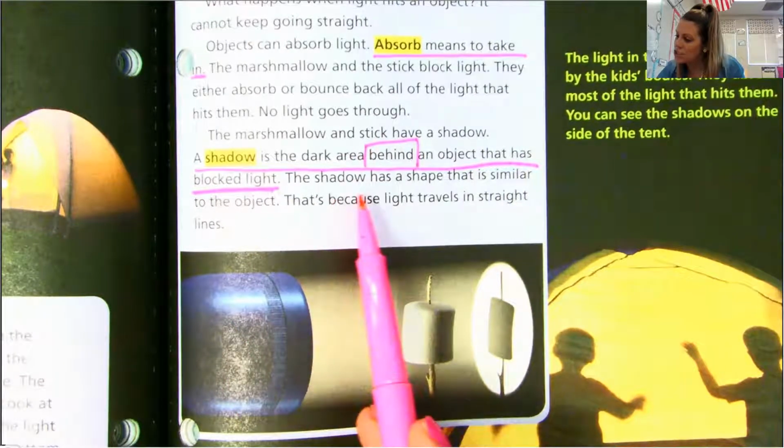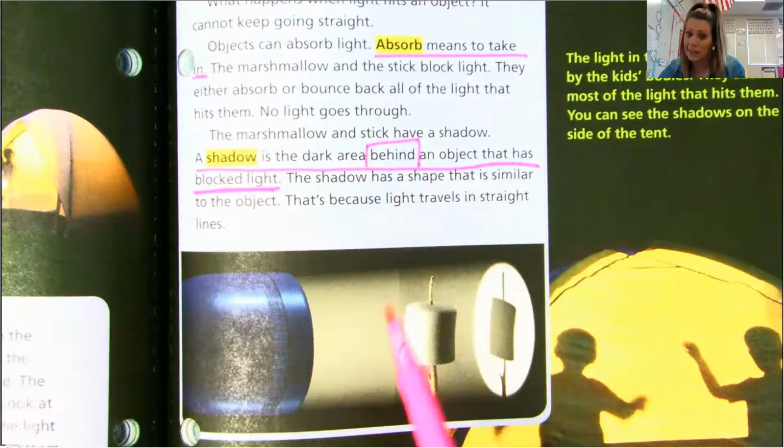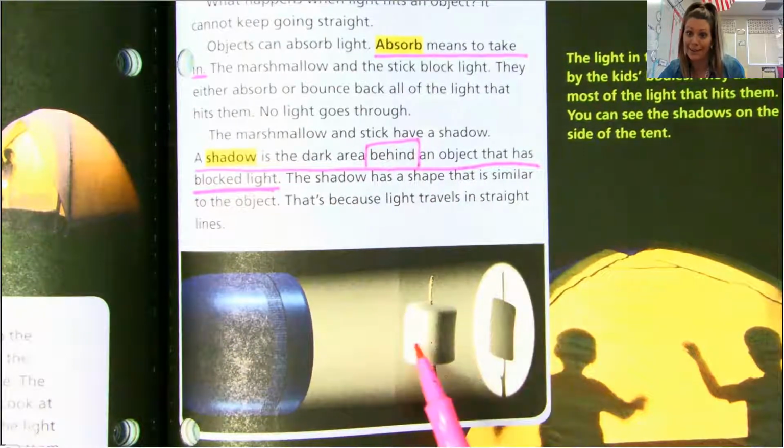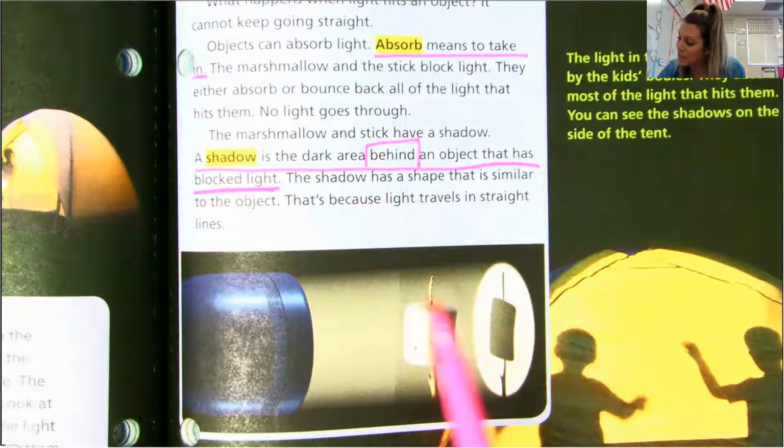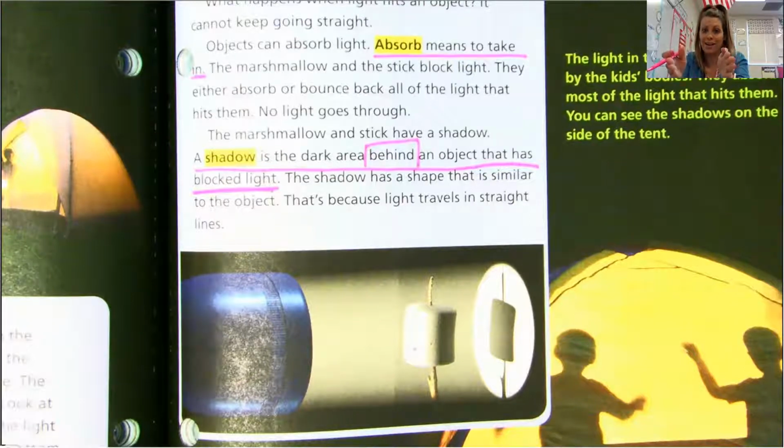The shadow has a shape that is similar to the object. Pretty similar, right? That's because light travels in what kind of line? In a straight line.